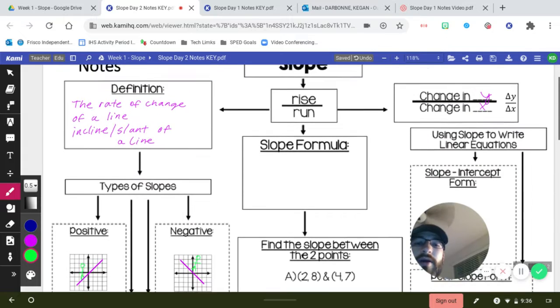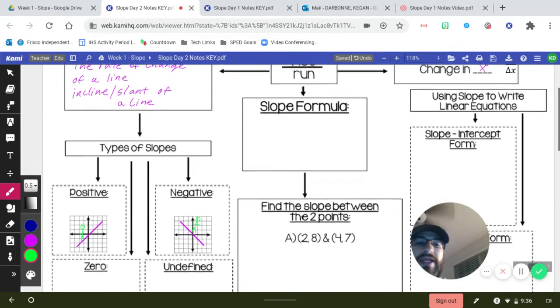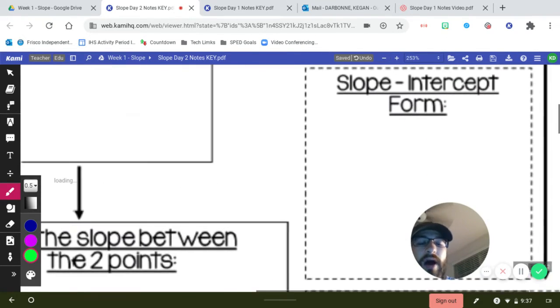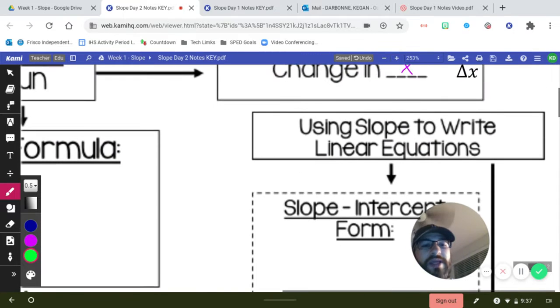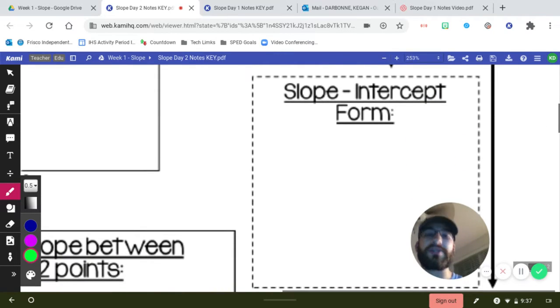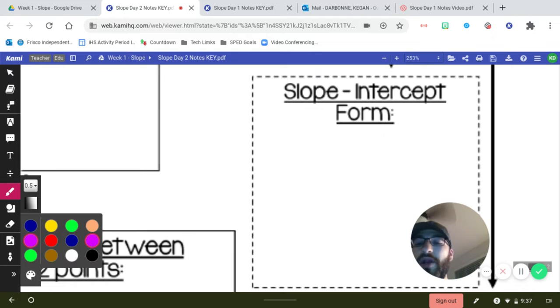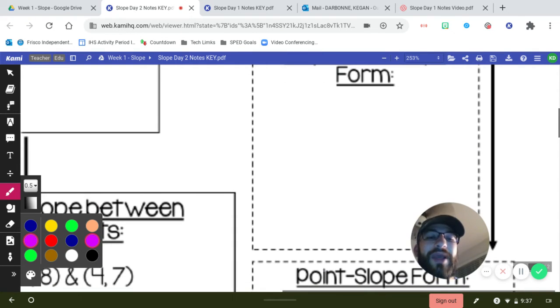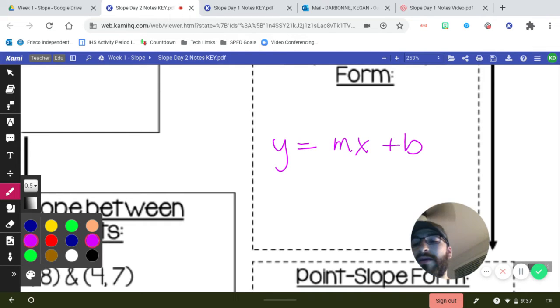Now the other piece that we didn't really talk about last class are the different ways we can use slope to write linear equations. And this is really the next thing we're going to do with Module 2 and with slope, is we're going to actually use it to write and graph linear equations. So we're going to talk about 3 different slope equations. The first one is the most important and the most useful one. It is slope-intercept form. So it is y equals mx plus b.